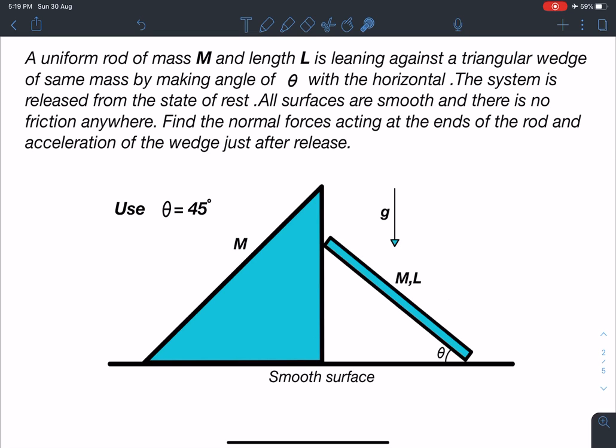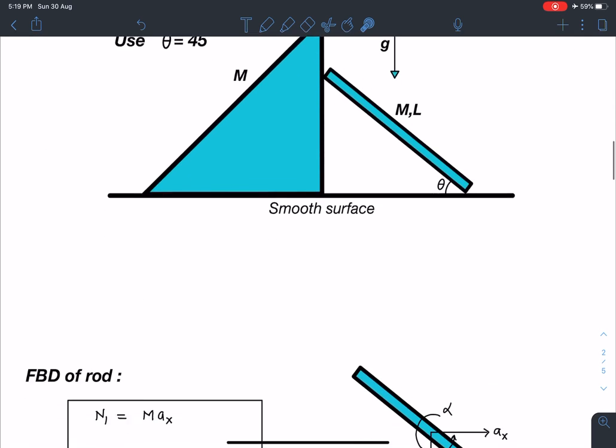This question is very simple if we are finding just after release. However, it becomes slightly complicated once omega develops in the rod, or velocity develops in the rod and the wedge. Then this problem becomes very challenging. However, the idea remains the same. So let's discuss the question here.